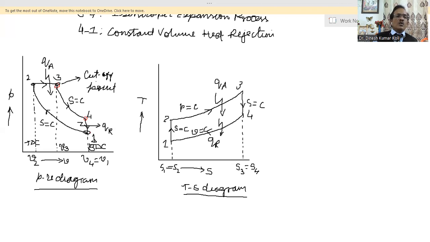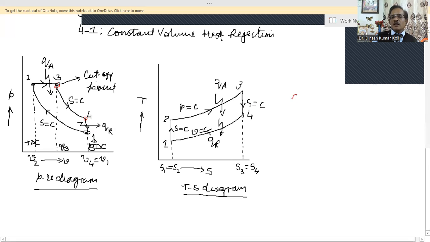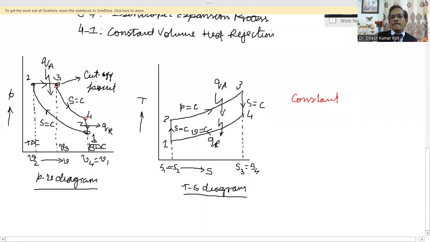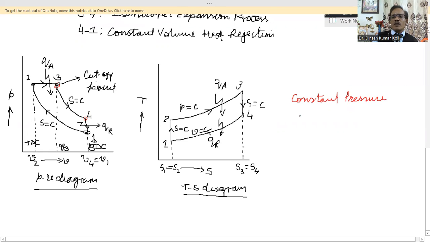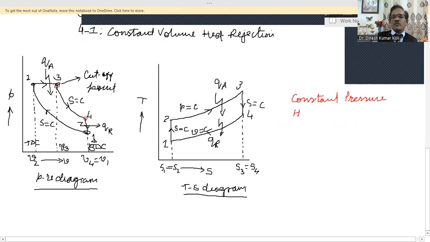In this cycle, no spark plug is used. We use the fuel injector for the injection of the fuel. So this diesel cycle is also called the constant pressure heat addition cycle.